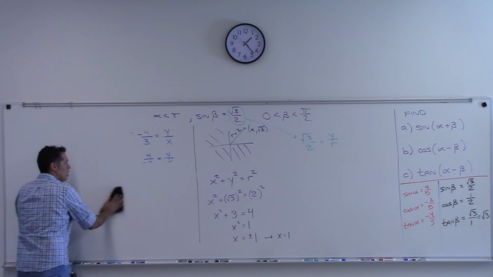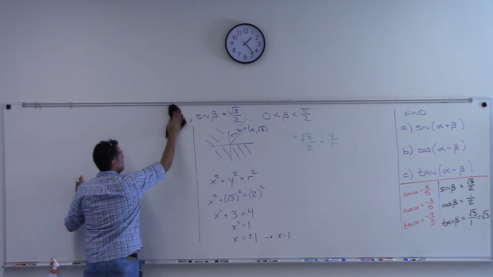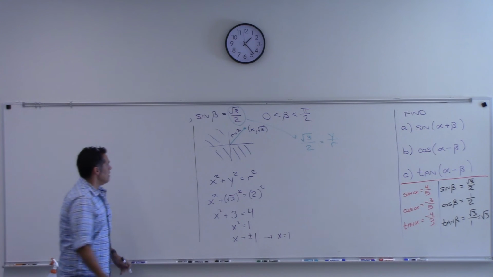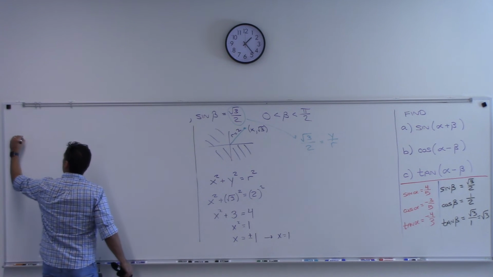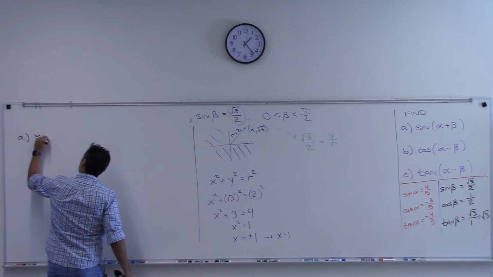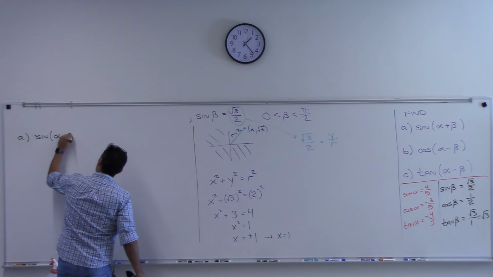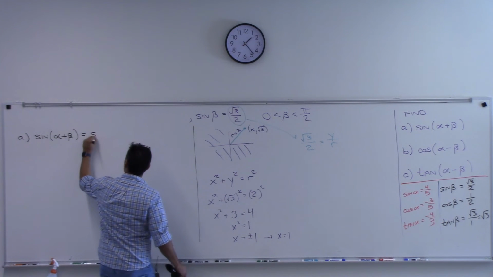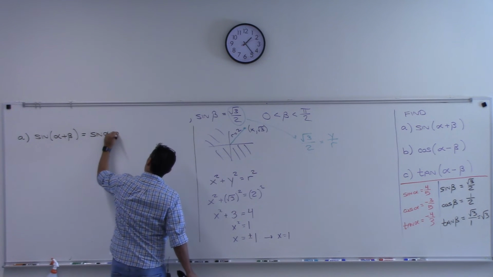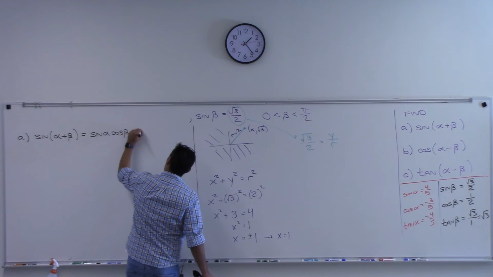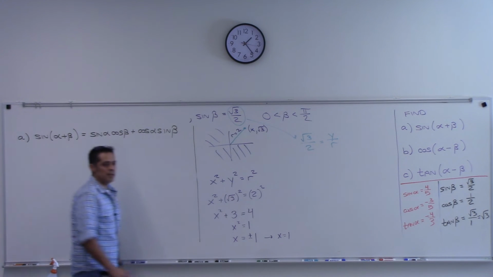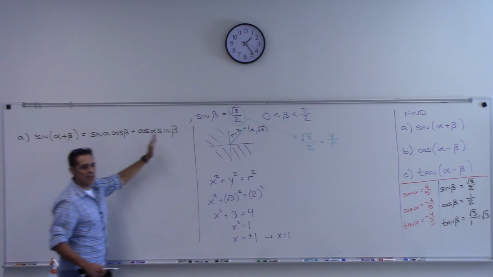You see why I like these problems on a test? I mean, it's a lot of concepts that we have to bring together and understand, right? So now let's finally answer part A. If I want to know what sine of alpha plus beta is, then by definition and by formula, this is sine alpha cosine beta plus cosine alpha sine beta. That's just off my formula sheet.